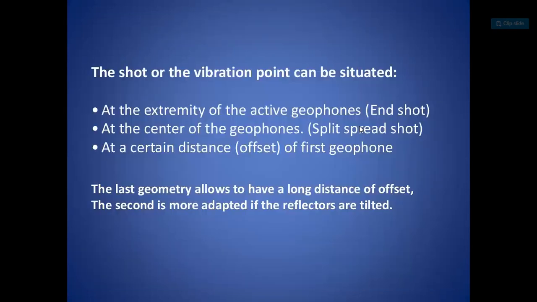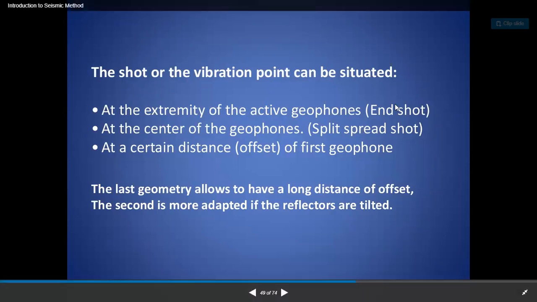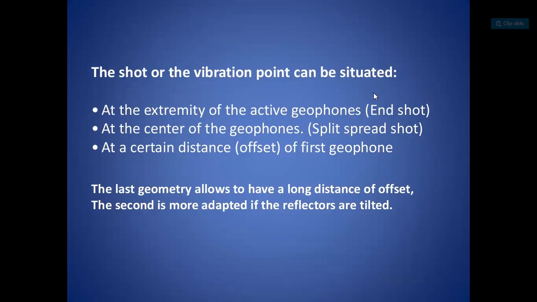The shot or the vibration point can be situated at the extremity of the active geophones, or shot at the center of the geophones, a split spread. Shot at a certain distance, offset, of the first geophone. The last geometry allows a long distance of offset. The second is more adapted if the reflectors are tilted.